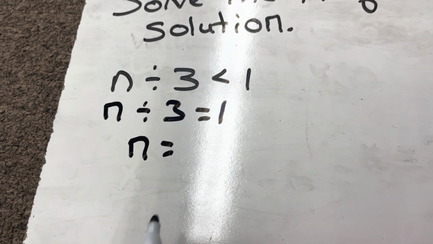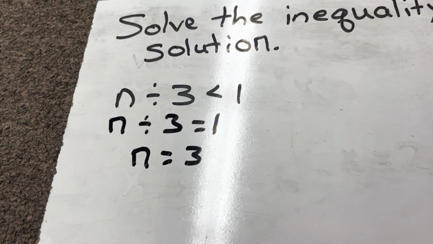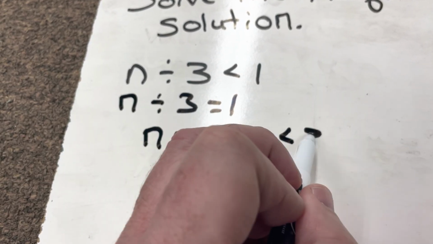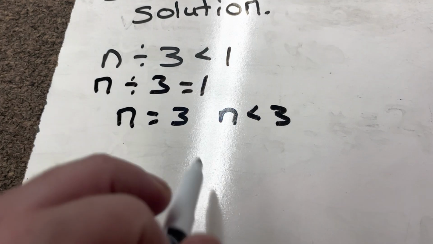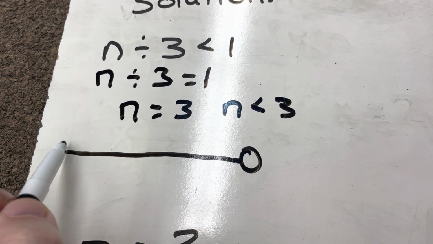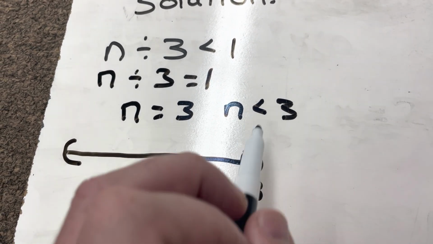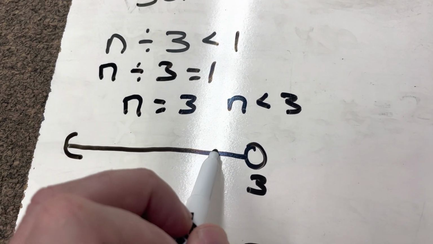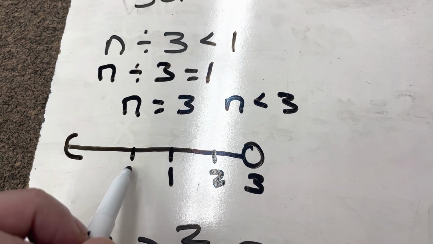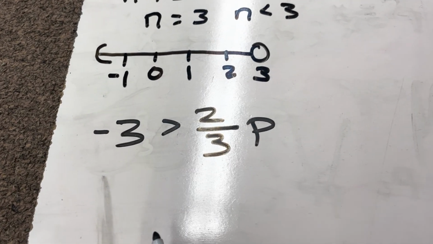Over here, that leaves me with n. And 1 times 3 is 3. So it leaves me with the idea that n is less than 3. N is on the smaller side of the inequality, which means it's going to go to the left because it's getting smaller. It's going to be unshaded because n is just less than 3, not equal to 3. And then I want to make sure I have my 5 numbers, and I'm going to go down since I'm going left: 0, -1.